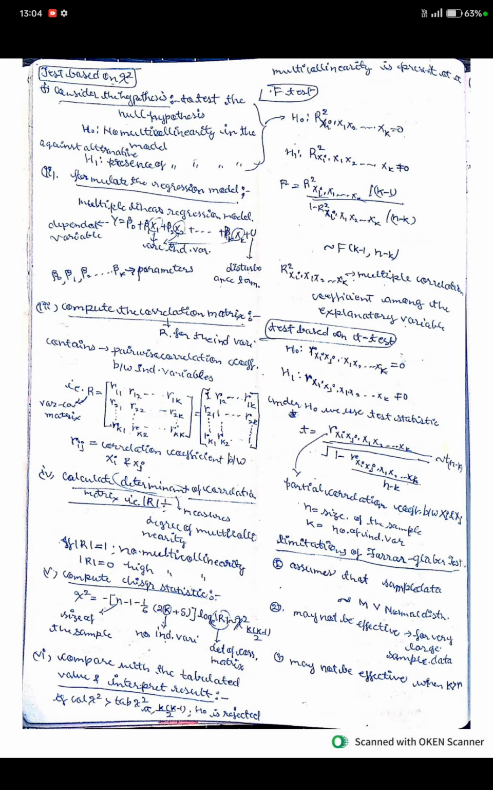Limitations of the Farrar-Glauber test. First, it assumes that the sample data follows a multivariate normal distribution, because we have used the determinant here. Second, this method may not be effective for very large sample data. Third, it may not be effective when k is greater than n, meaning the number of variables is greater than the number of observations. Remedies for multicollinearity.